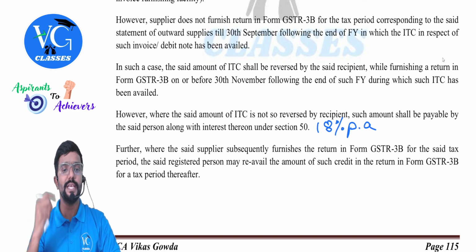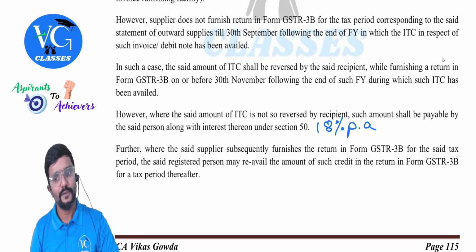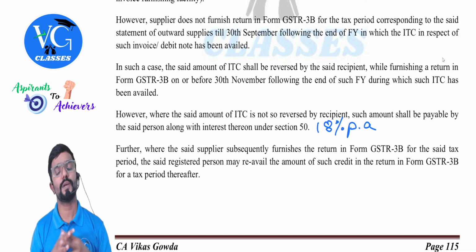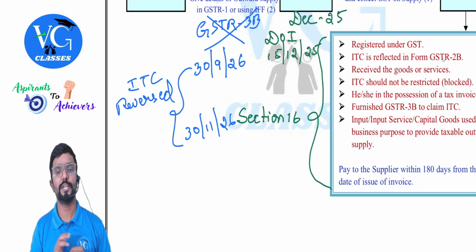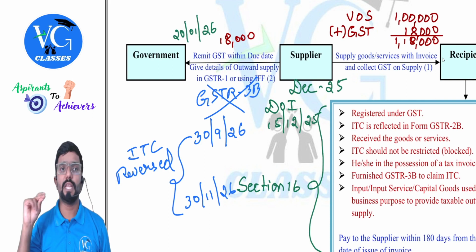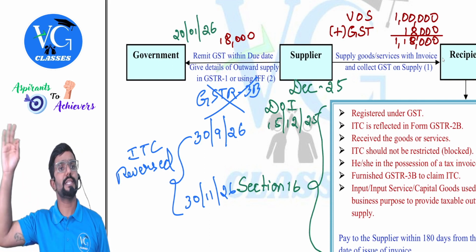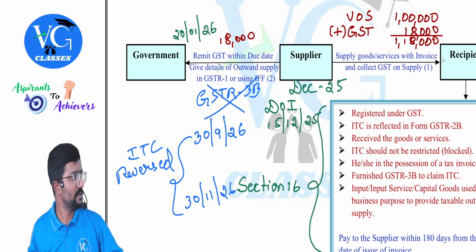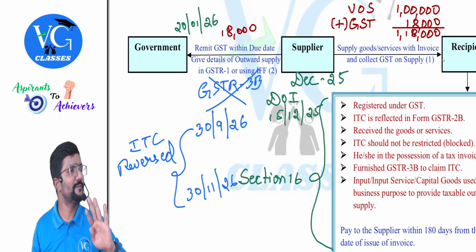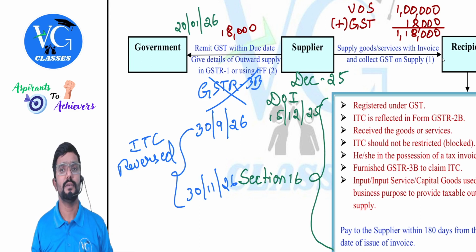Further, where the said supplier subsequently furnishes the return in form GSTR 3B for the said tax period, the said registered person may re-avail the amount of such credit in the return in form GSTR 3B for the tax period thereafter. Means, guys, let us connect to this example. Assume the supplier didn't file GSTR 3B for December till 30th September 2026. So the recipient reversed it on or before 30th November.